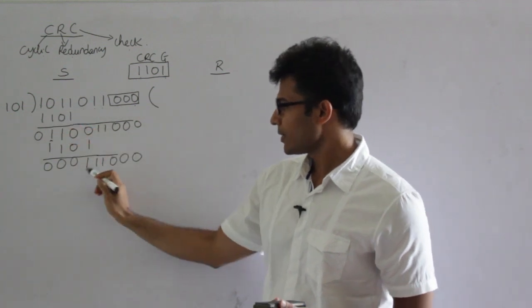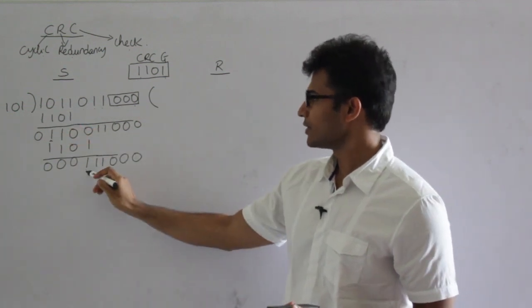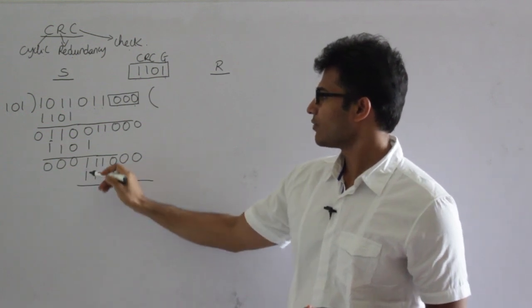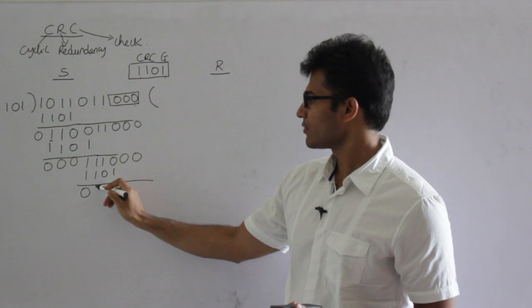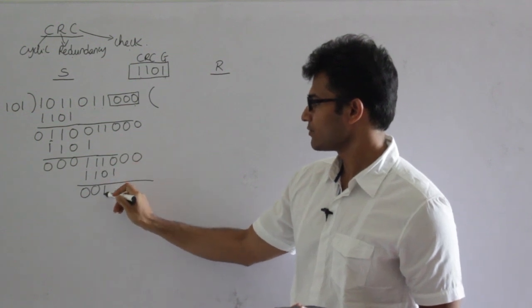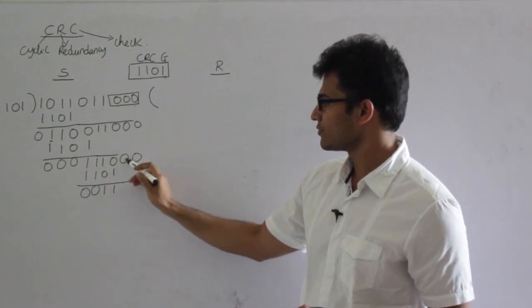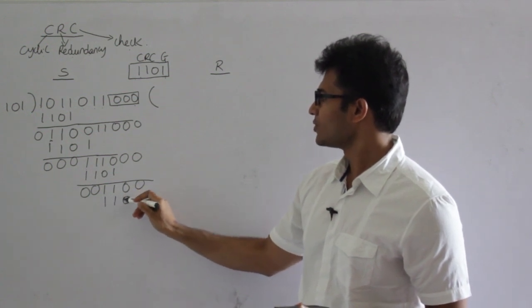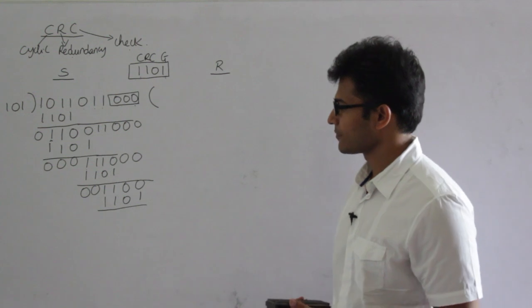Then again you apply it from the leading one. The leading one is here, 1 1 0 1. Then what do we get? 1 exclusive OR 1 is 0, 1 exclusive OR 1 is 0, 1 exclusive OR 0 is 1, 1 exclusive OR 1 is 0, and then 0 0. 1 1 0 1, again one more time, right?